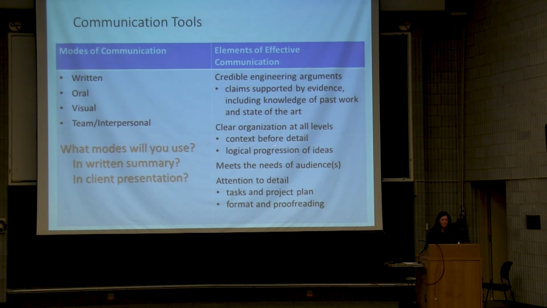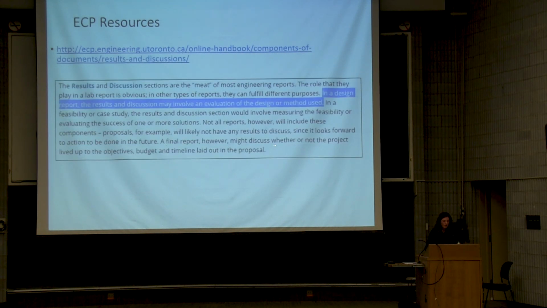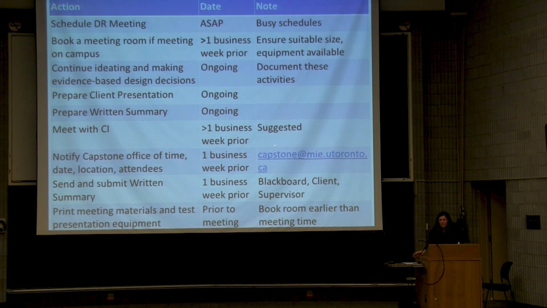There are also other things you can think about, but I don't want to overwhelm you. ECP has some really good resources on their website about making arguments. And these apply directly to what you're doing, right? Mechanism descriptions, process descriptions, comparing and contrasting. And they also have a section about how to present results of discussions. So that can be helpful for teams that are doing more research-based work. So that's everything I had to share with you today.